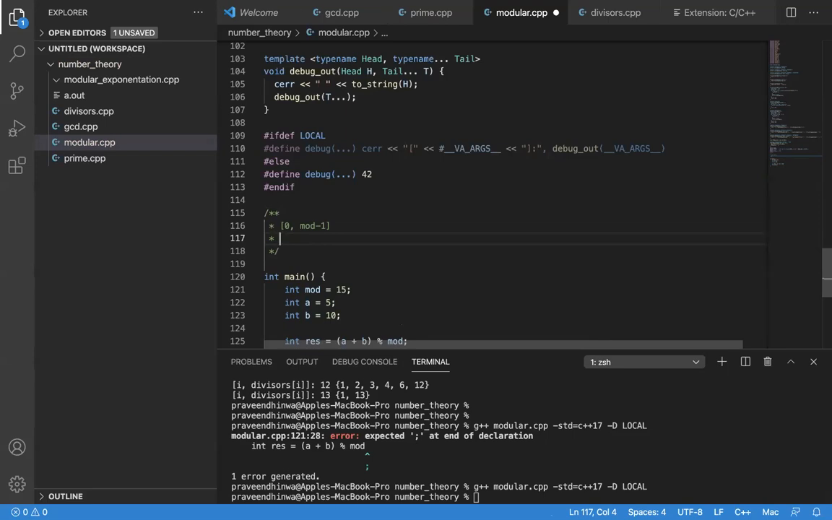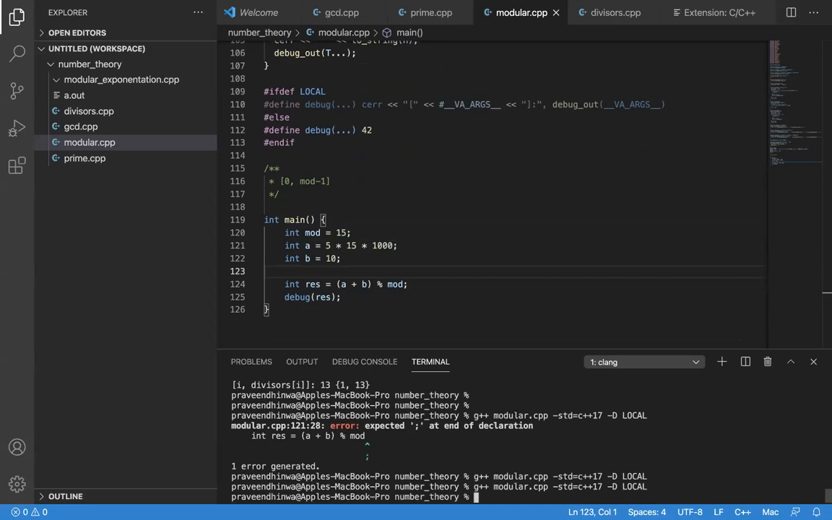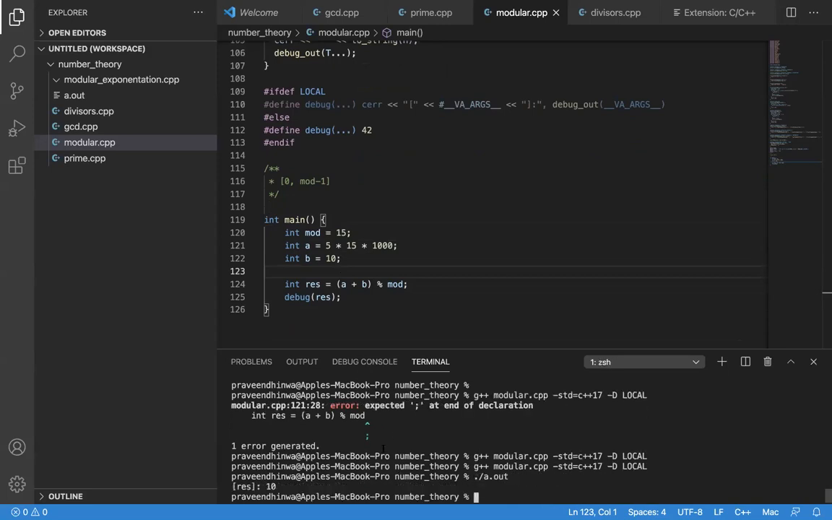So suppose I ask you this. Let's say A was 5 times 1,000, and B was 15 times 1,000. Now I ask you what will be A plus B percent mod. What will be your answer? Will it be 5? Let's see. No, it's 10. Why is it happening?